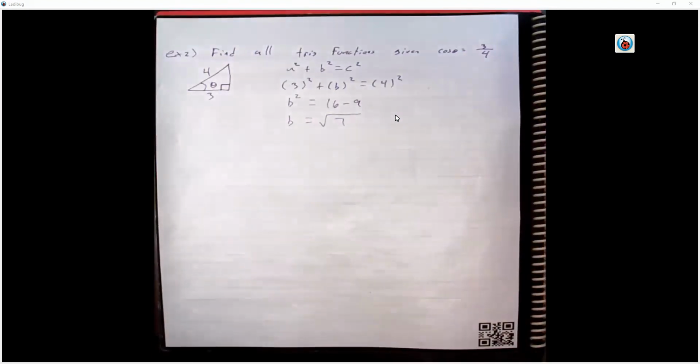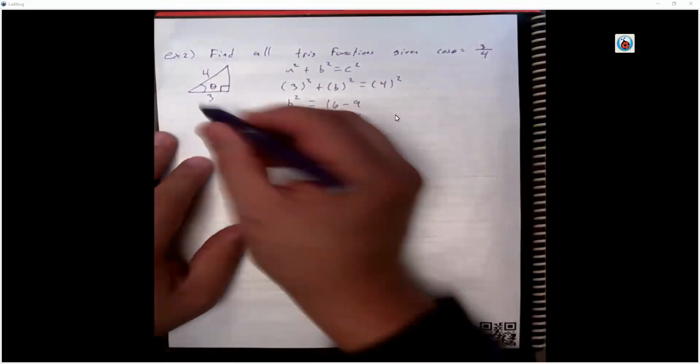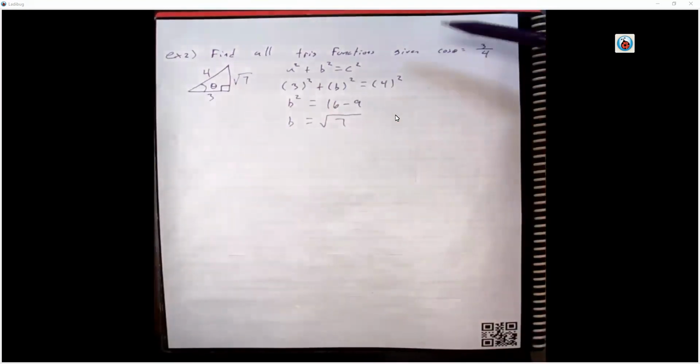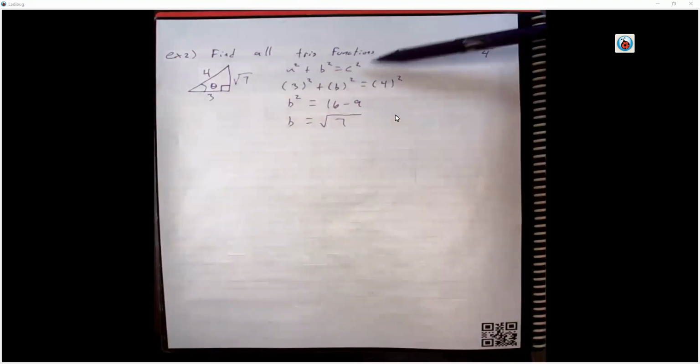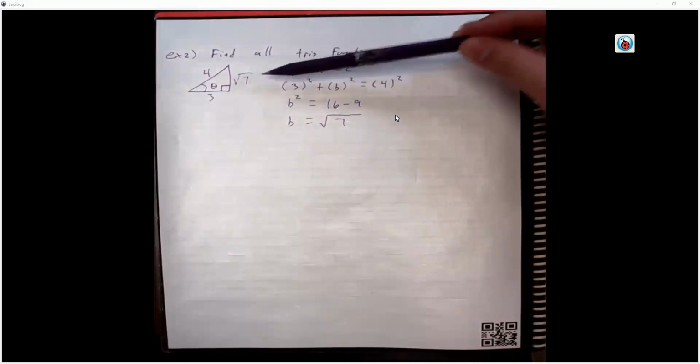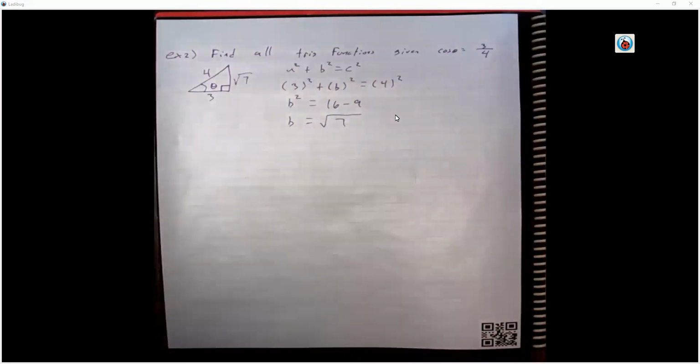I'm sure you remember doing this at some point, right? So you may have to do this once in a while. Find a missing piece. Once you have all three pieces, it'll be exactly like example 1. Just write them all down.